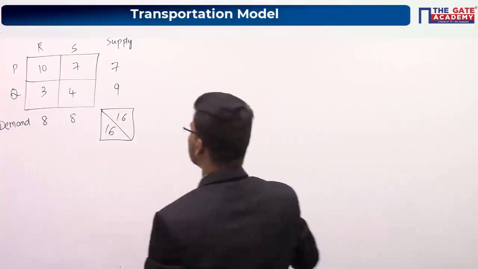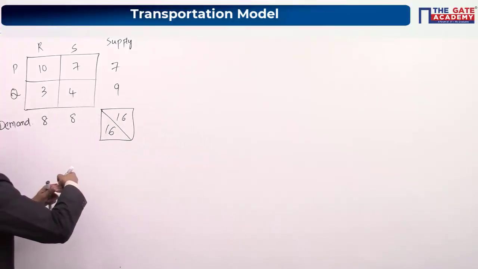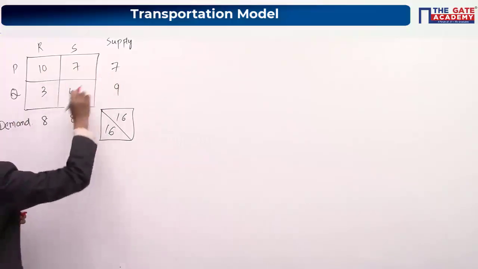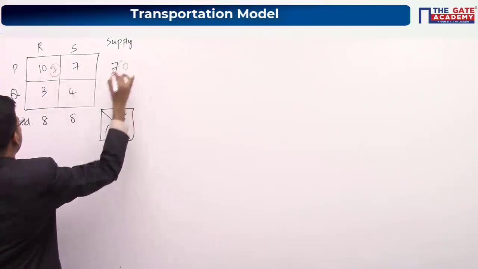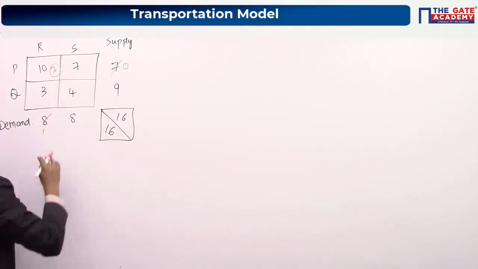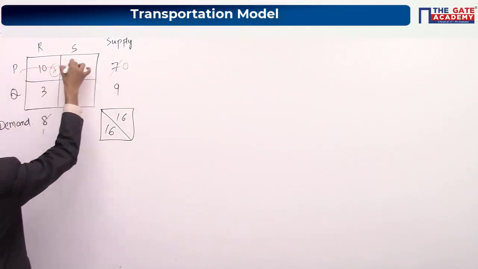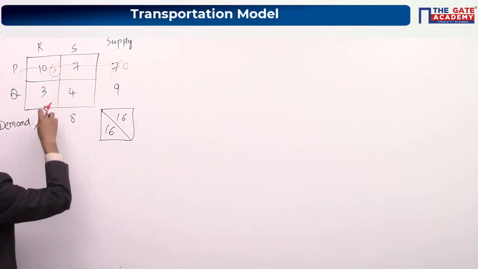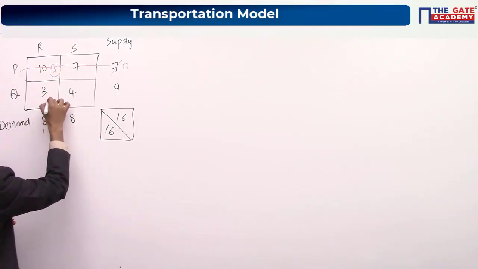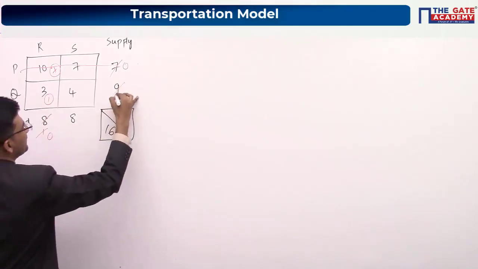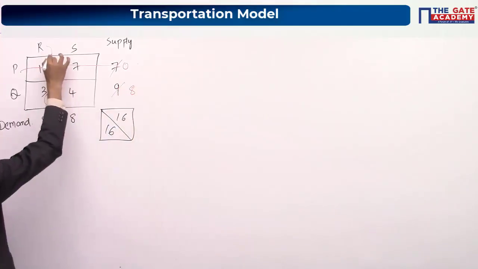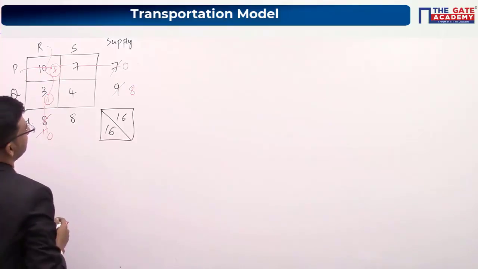Northwest corner method. You have to go to the northwest cell and allocate the minimum of these two values, which is 7. This will become 0 and this will be 1. Now as this became 0, you can cancel this particular row. Now again, what is the northwest corner cell? Here you can allocate only 1. So this will become 0 and this will become 8. Now cancel this particular column.